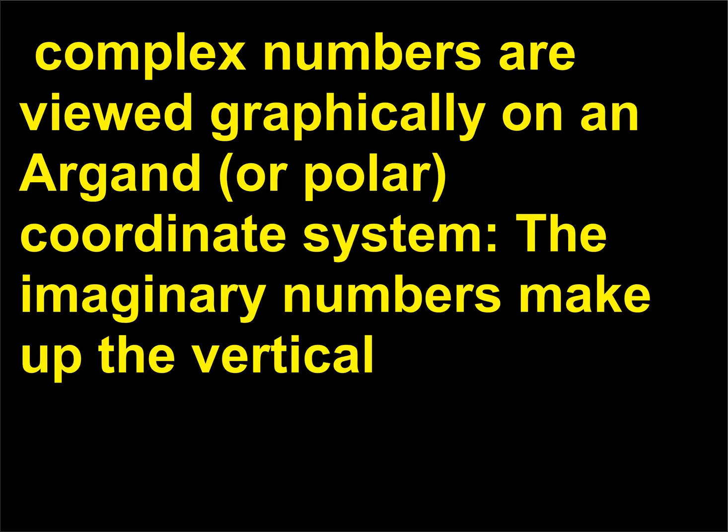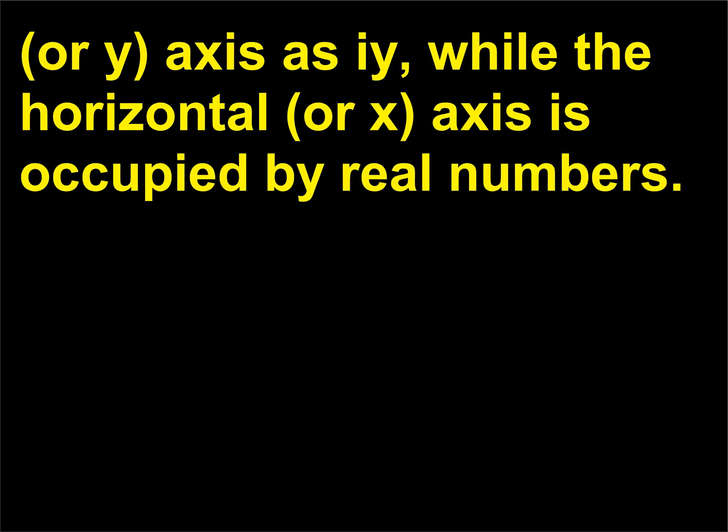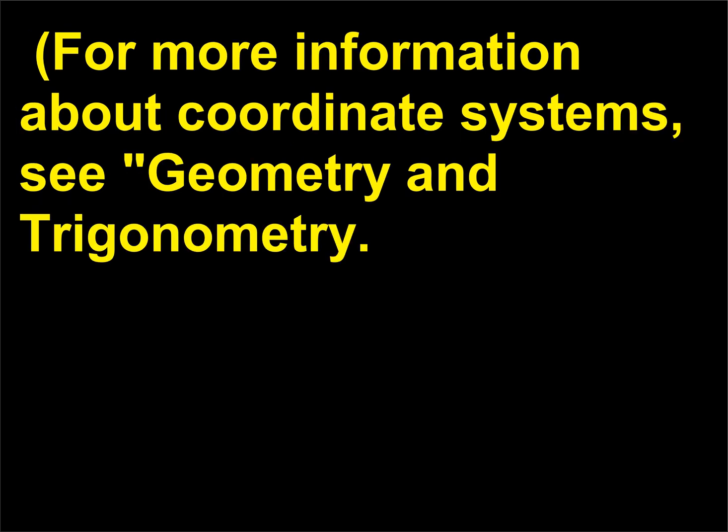complex numbers are viewed graphically on an Argand, or polar, coordinate system. The imaginary numbers make up the vertical, or y, axis as yi, while the horizontal, or x, axis is occupied by real numbers. For more information about coordinate systems, see geometry and trigonometry.